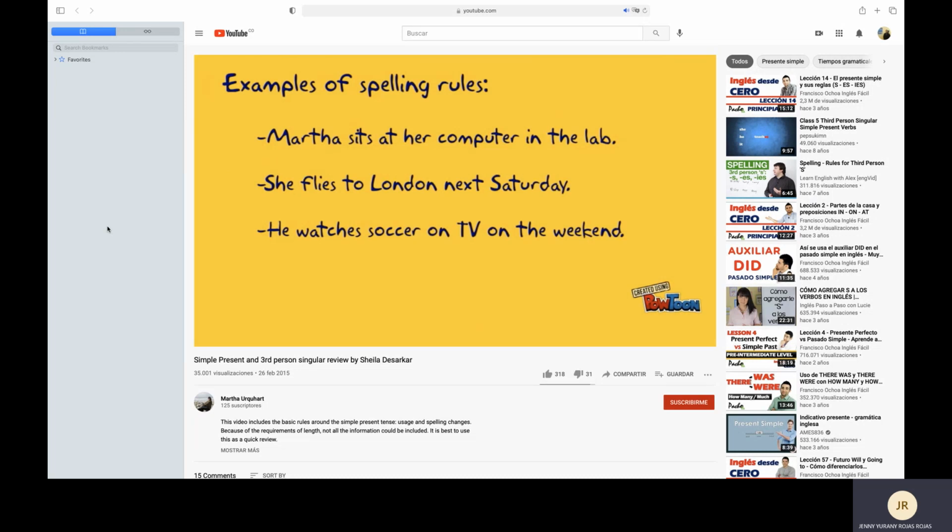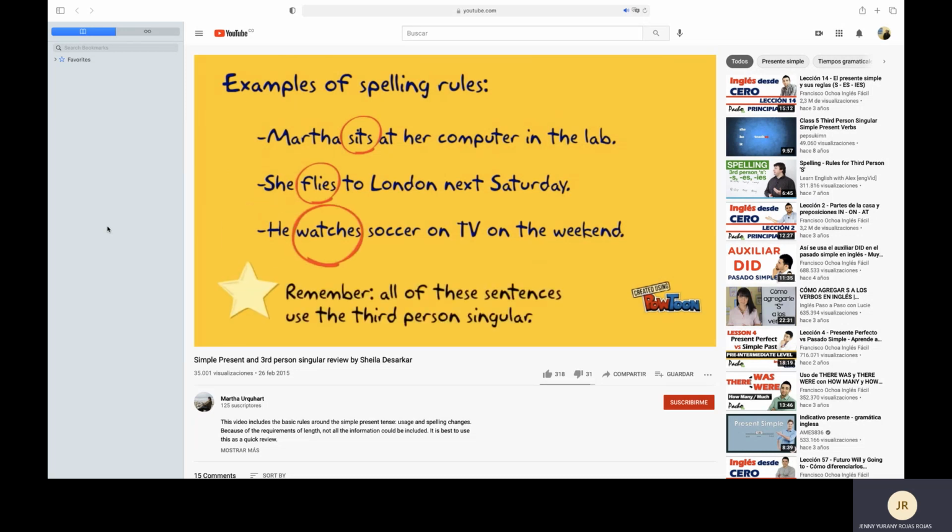Here are some examples of sentences showing the 3 different spelling rules. Martha sits at her computer in the lab. She flies to London next Saturday. He watches soccer on TV on the weekend.